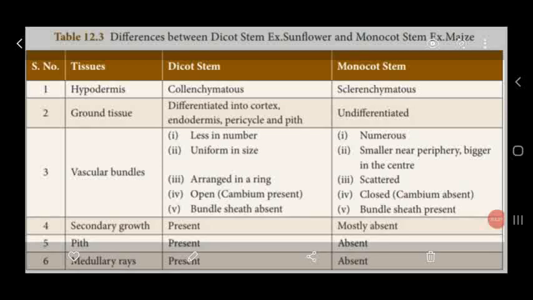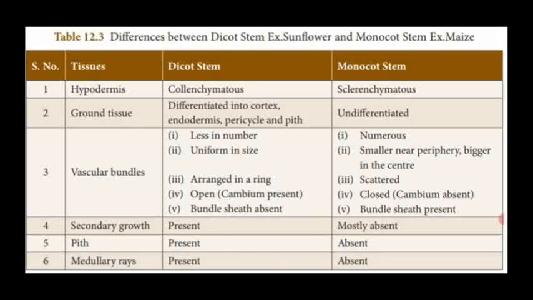Dear students, next one, the differences between dicot stem and monocot stem. Dicot stem, example sunflower. Monocot stem, example maize plant. First one, tissue: dicot stem, monocot stem. The different types of tissues are hypodermis, ground tissue, vascular bundle, secondary growth, pith and medullary rays.